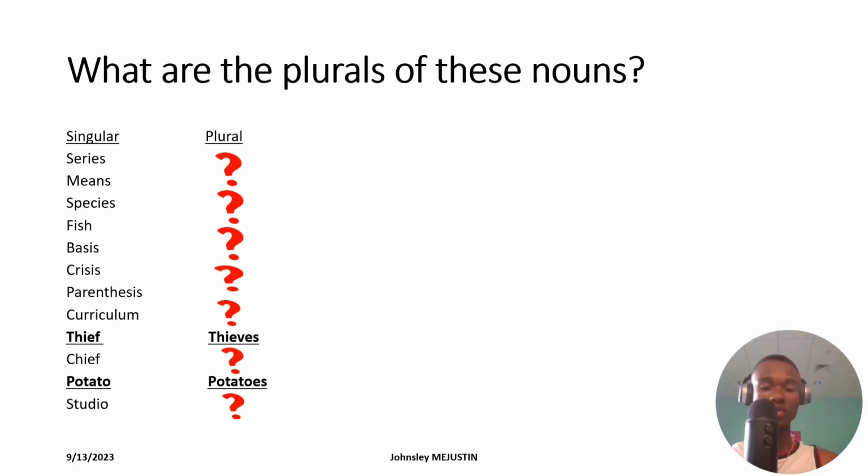And how do we have the plurals? Series, means, species all end in an s. What's the plural of fish? Basis, crisis, parenthesis end in an s. What's the plural of curriculum? And the plural of thief is thieves. And what's the plural of chief? Potato, potatoes. Studio, studios. So what you might want to do is have a dictionary to look up these words in order to know what they mean. All right, so we will see how we can find the plurals.